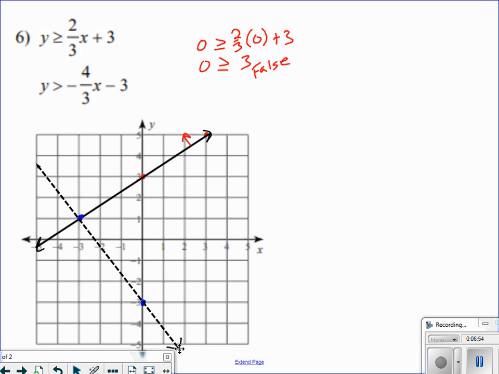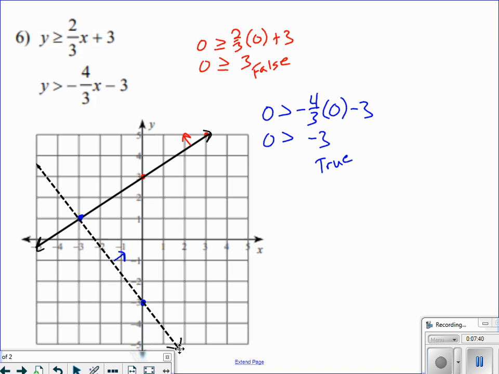All right, and again, we need to decide which side of this line we should shade. So again, we'll test 0, 0. So I'm going to put a 0 in for y is greater than -4/3 times 0 minus 3. So we're going to have 0 greater than, again, -4/3 times 0 is 0. 0 minus 3 is -3. So we get 0 greater than -3, which is a true statement. So because it's a true statement, I need to shade the side of this line that does contain 0, 0. So we're going to be shading, I guess you could say, above that line.